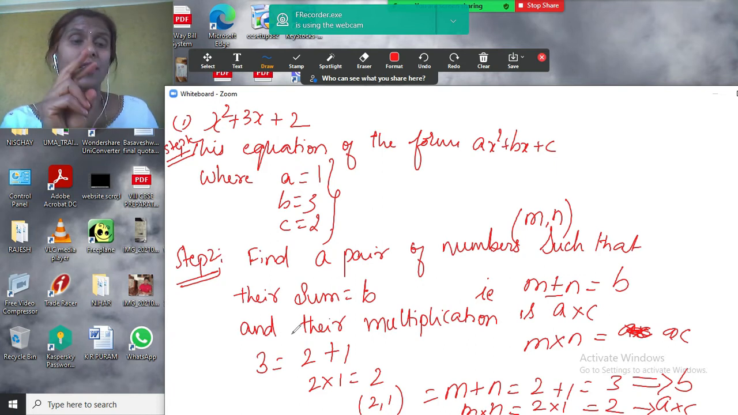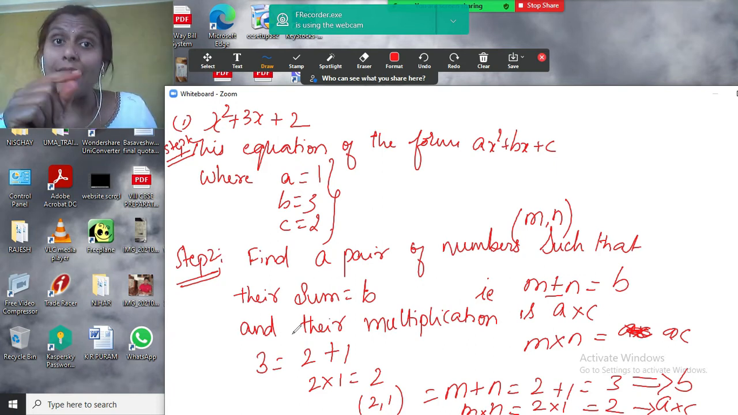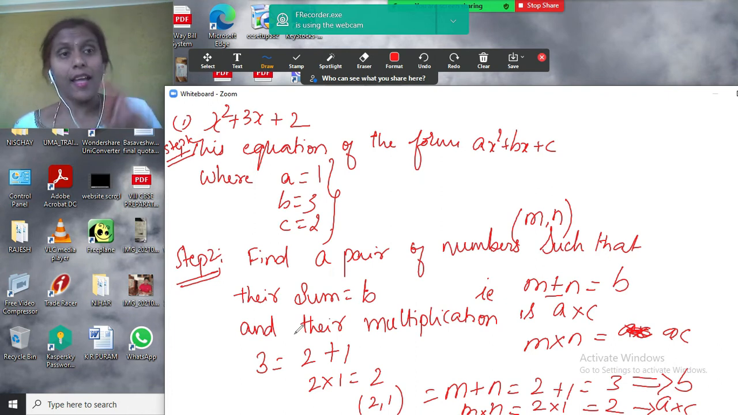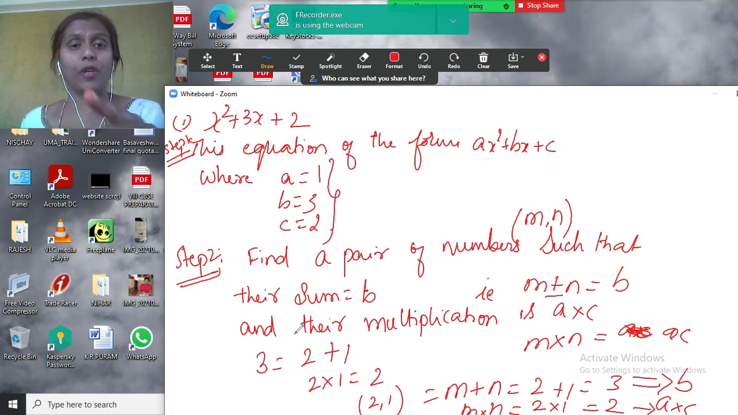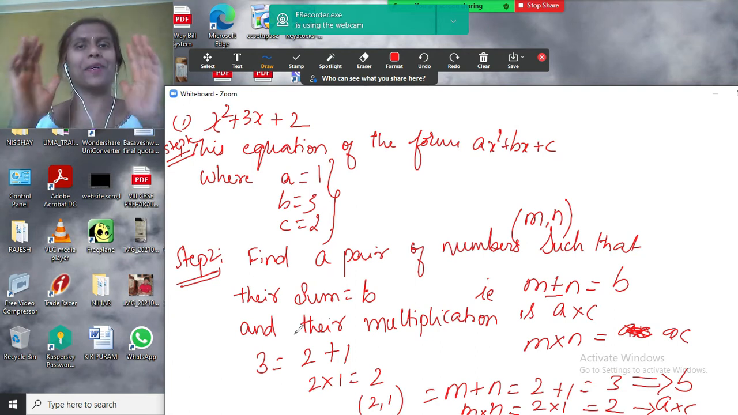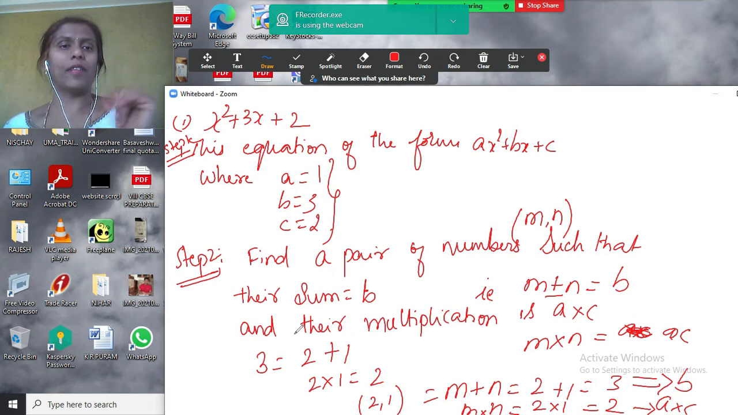3, what is 3? Can it be 2 plus 1? Yes, it can be. And yes, 2 plus 1 is b, this pair looks like it is satisfying our condition. Then how about 2 into 1? Is the multiplication of those two numbers leading me to 2? Yes. Then we don't need to wait for any other numbers. We can just take these two numbers as a perfect pair and proceed further, right? Okay, I'm just stopping you here.